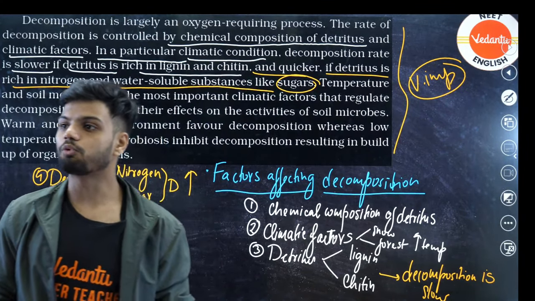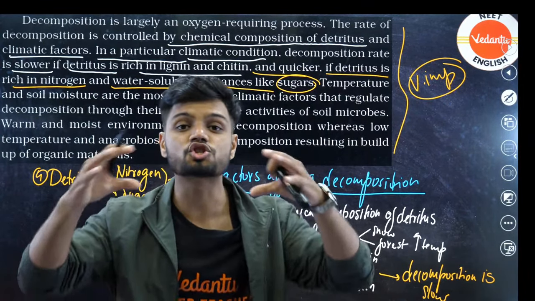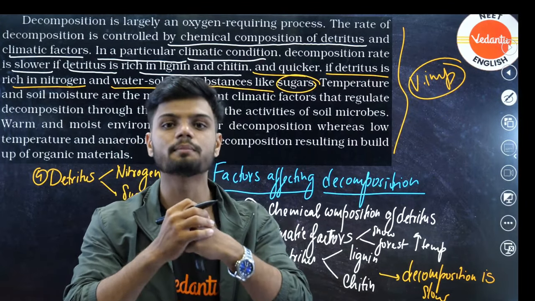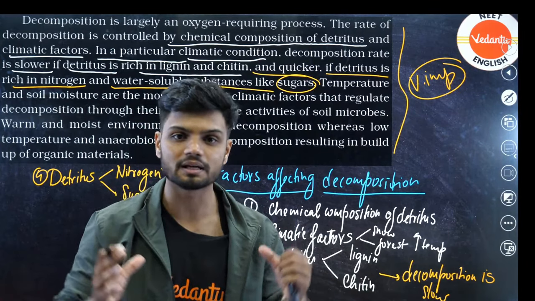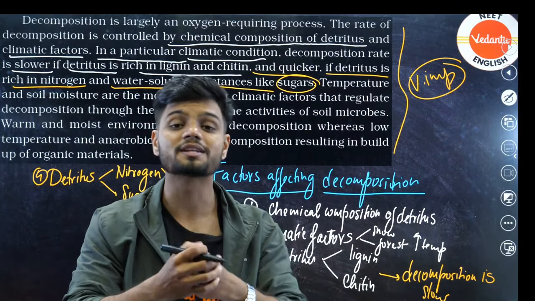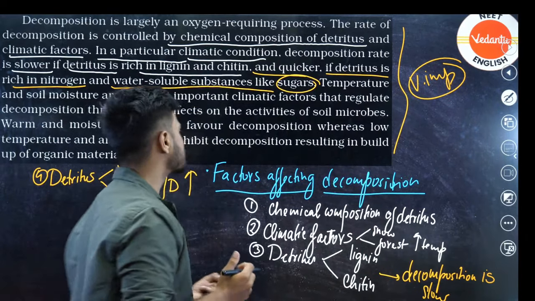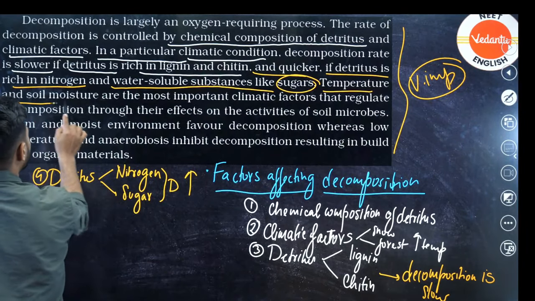Sir, what is colloidal in nature? The meaning of colloidal here is it is a mixture. All of you know chemistry. Colloidal substance is a mixture. So that's why detritus is a mixture of things. Humus is a mixture of things. That is why it is rich in nutrients. Different types of nutrients are coming together. Colloidal in nature. Now, temperature and soil moisture.